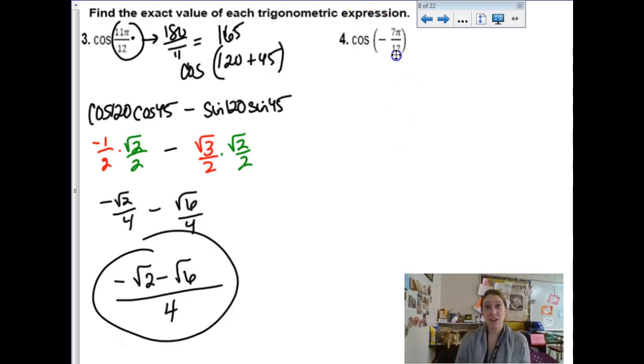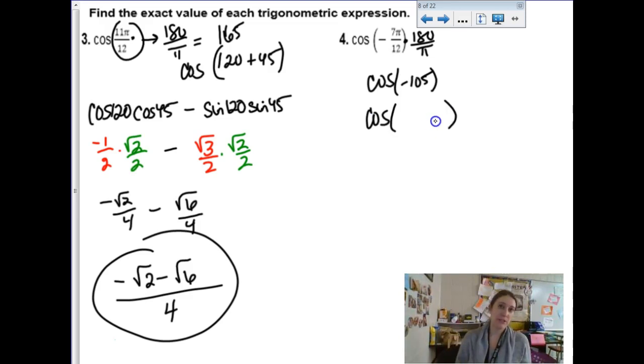All right, so same thing here. 7 pi over 12, no idea what that is. So 180 over pi, this is really the cosine of negative 105. So figuring out how I could possibly break that up. How about 30 minus 135? That would work, right? So this is cosine difference formula again.